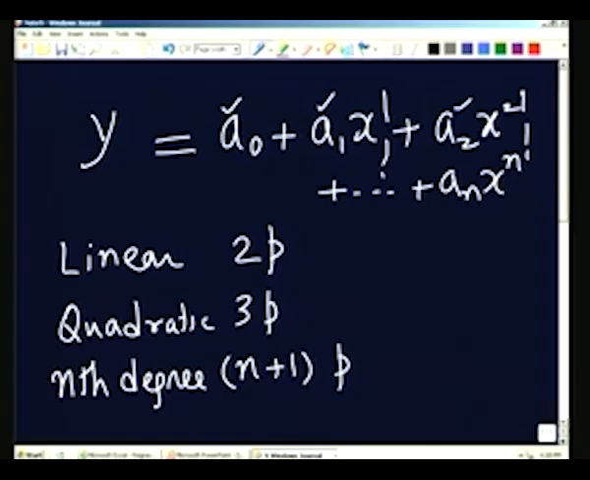So, what I will do in the next lecture is to take a simple example of a quadratic fit and show how it can be done using Excel, and also try to understand how we calculate the goodness of the fit for that particular case.